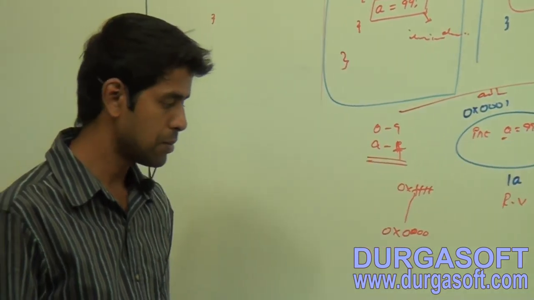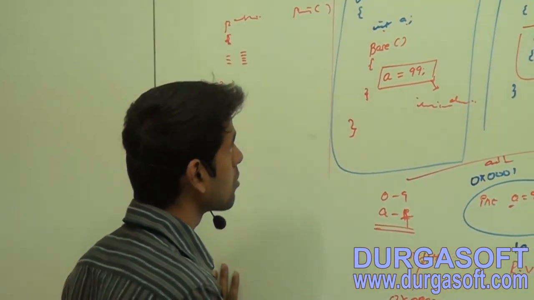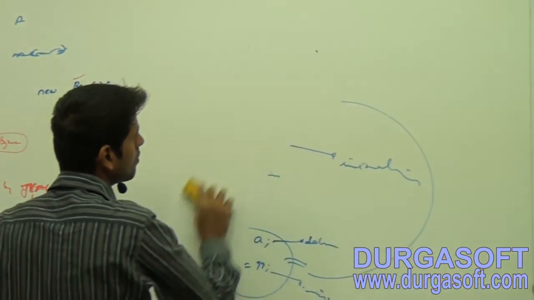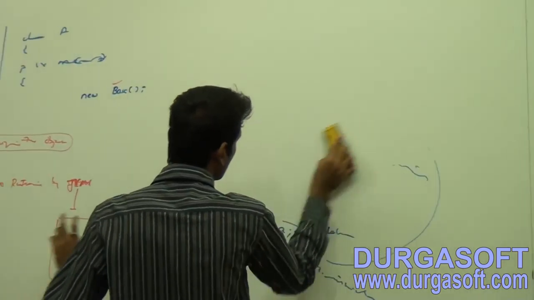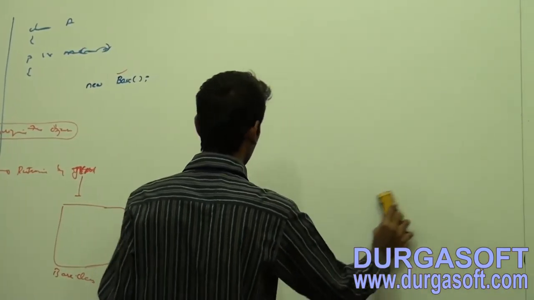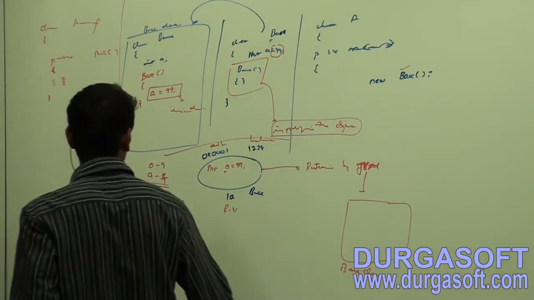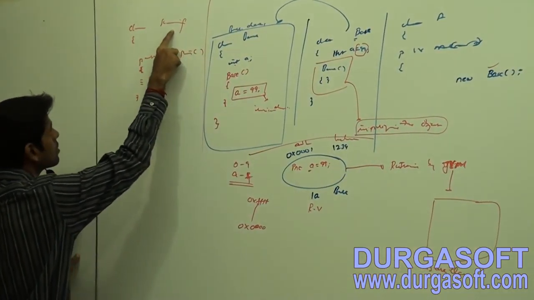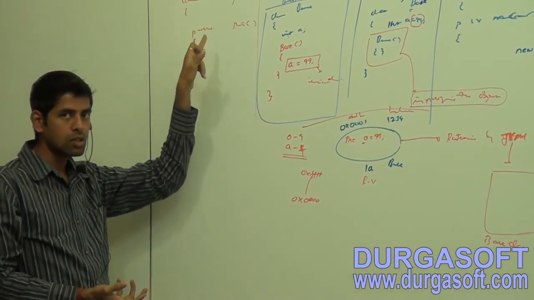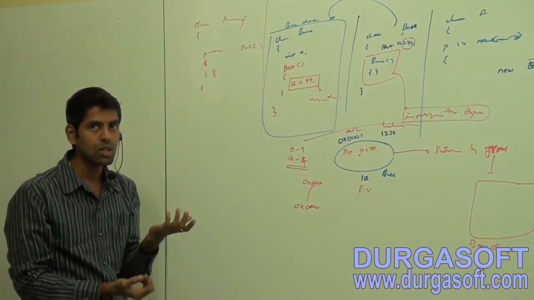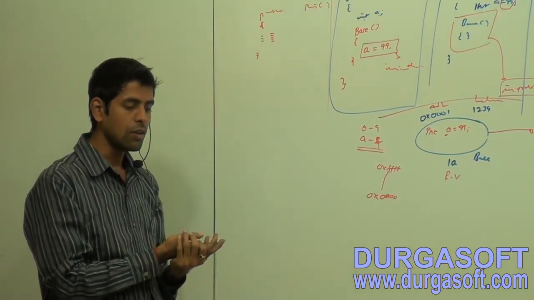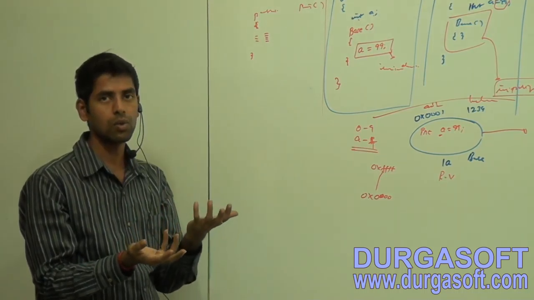Okay, now observe the same knowledge. Within the A class, I want to create a String class object. Like our Base class, String is also a class, a simple class. Now how to create a String class object? You have to use the new keyword followed by the constructor. Now observe here, why only constructor and why do we have to use new?